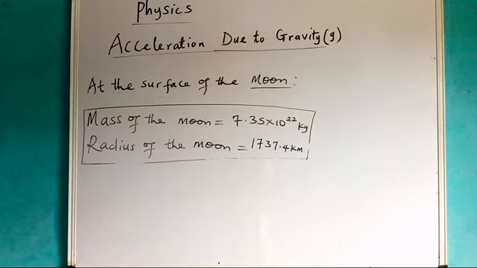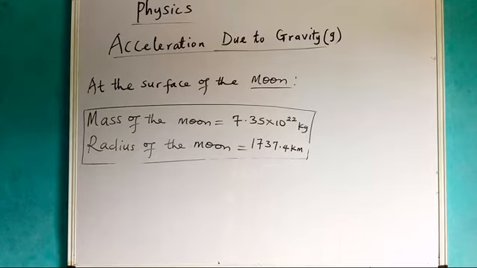Okay, let us now look at the case of the moon. We want to look at acceleration due to gravity at the surface of the moon. We already have the mass of the moon. The mass of the moon is 7.35 × 10^22 kg, and the radius of the moon is 1,737.4 kilometers. We don't work with kilometers, we need to convert it to meters.